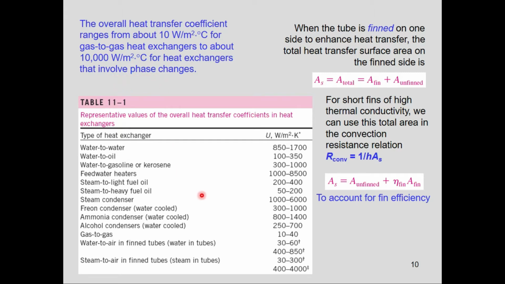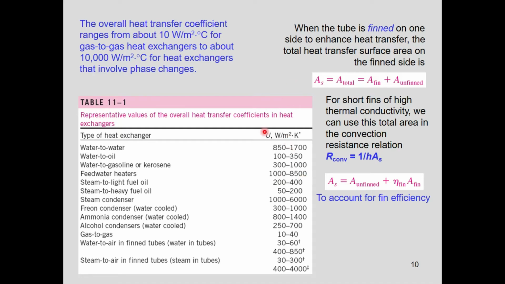So this is the list which shows the range of the overall heat transfer coefficient. As you can see, the smallest value is for the gas to gas heat exchanger, and the largest value is for the feed water heaters in which the phase change is involved. So it ranges from 1000 to 8500 watt per meter square per Kelvin.